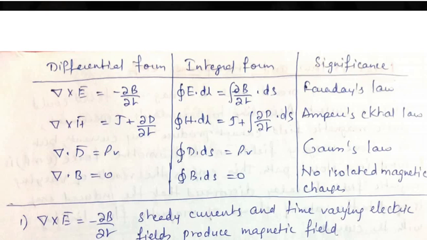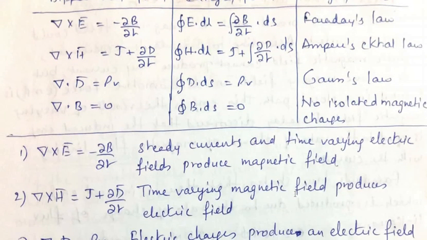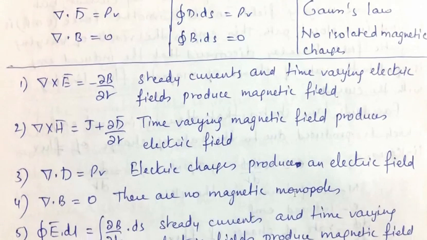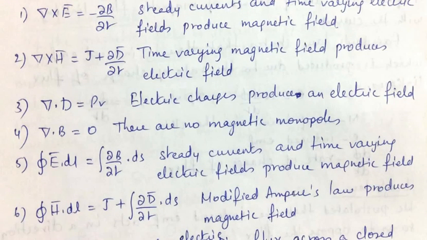Then we have the Gauss law in integral form, closed integral of D dot ds is equal to rho V. Then the last equation is closed integral of B dot ds is equal to 0. So this equation represents that there is no isolated magnetic charge, that is, magnetic charges always exist in pairs. That is, there should always be a north pole and south pole, not an isolated north pole or an isolated south pole. So these are the four Maxwell's equations in differential and integral forms.